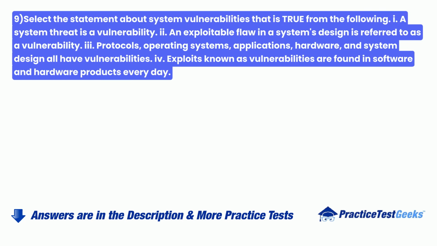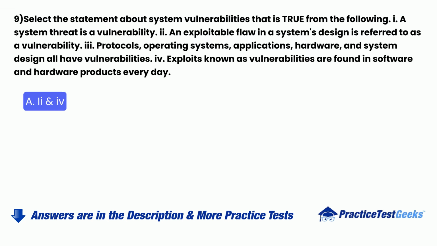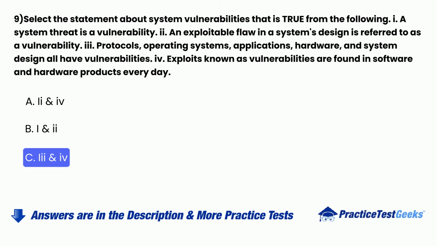9. Select the statement about system vulnerabilities that is true from the following. 1. A system threat is a vulnerability. 2. An exploitable flaw in a system's design is referred to as a vulnerability. 3. Protocols, operating systems, applications, hardware, and system design all have vulnerabilities. 4. Exploits known as vulnerabilities are found in software and hardware products every day. A. 2 and 4. B. 1 and 2. C. 1 and 4. D. 2 and 3.